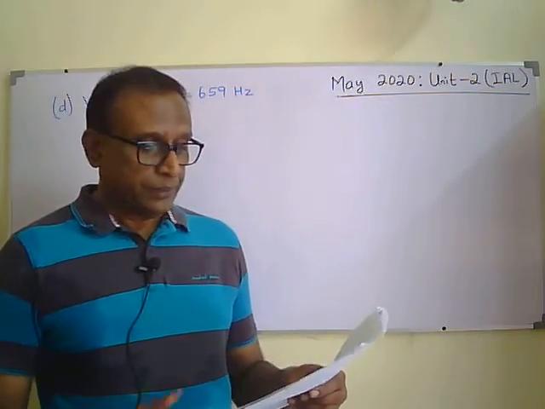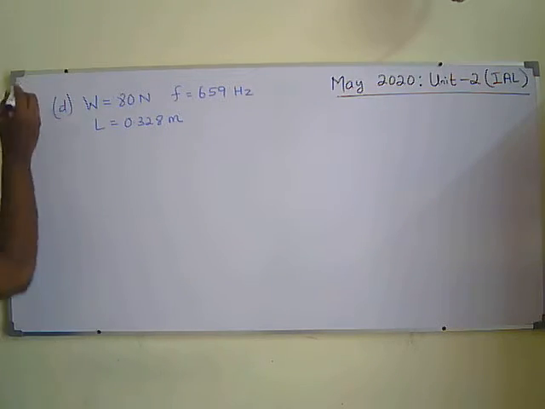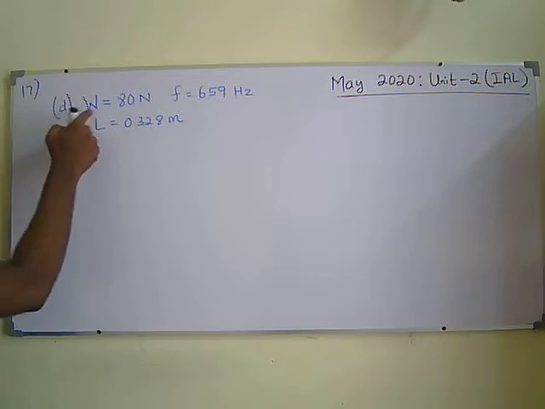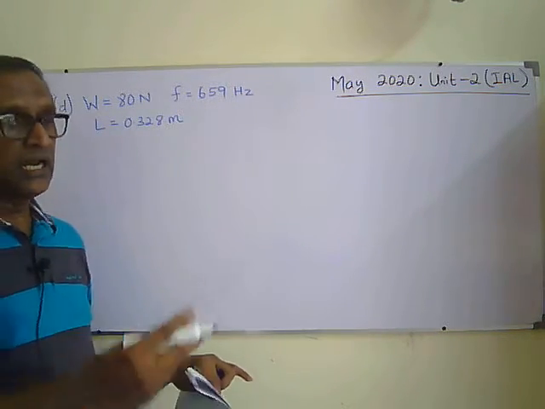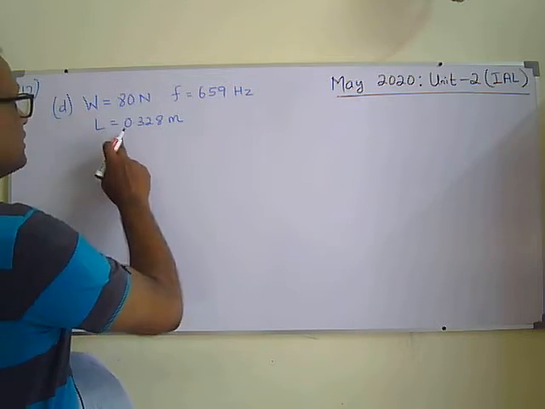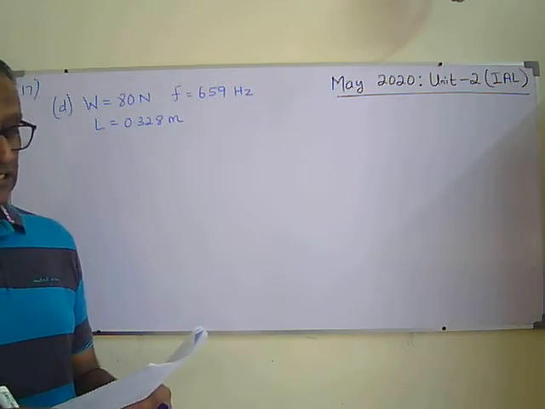Okay, so D part of question 17. These data are given: the weight attached is 80 newton, the frequency of the output of the signal generator is given, and the length of the string is given. The question is to calculate the mass per unit length.